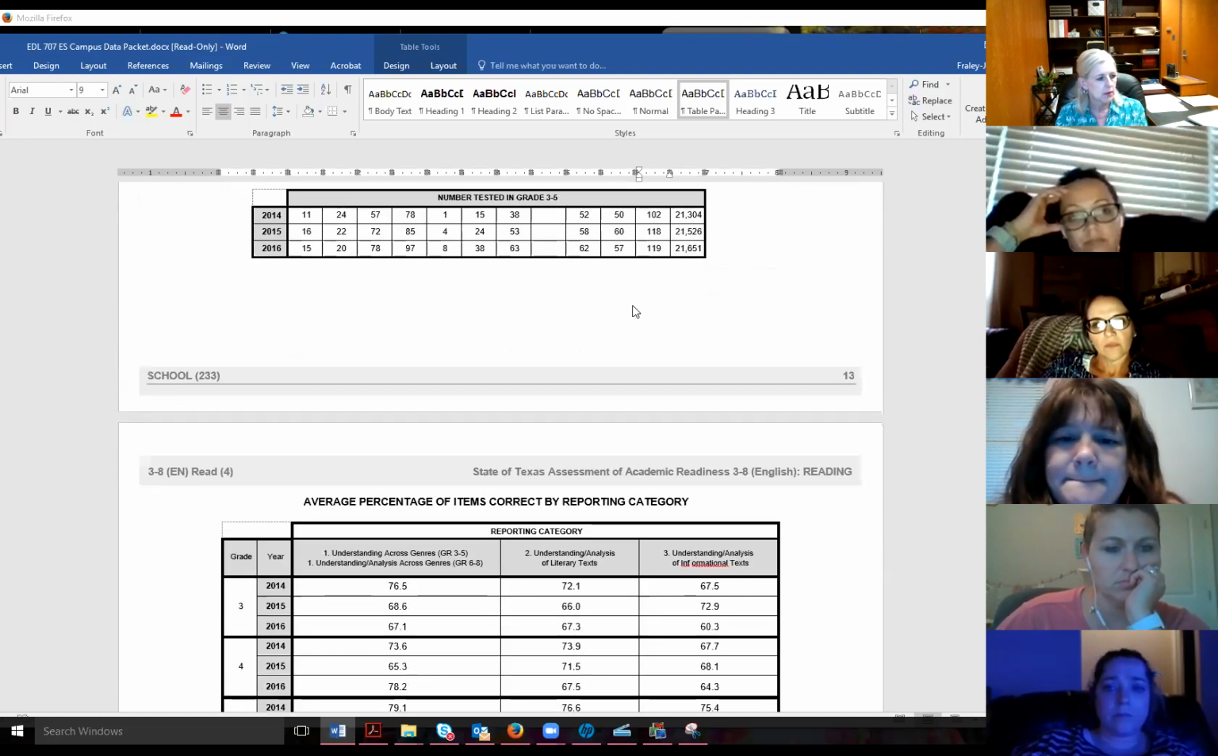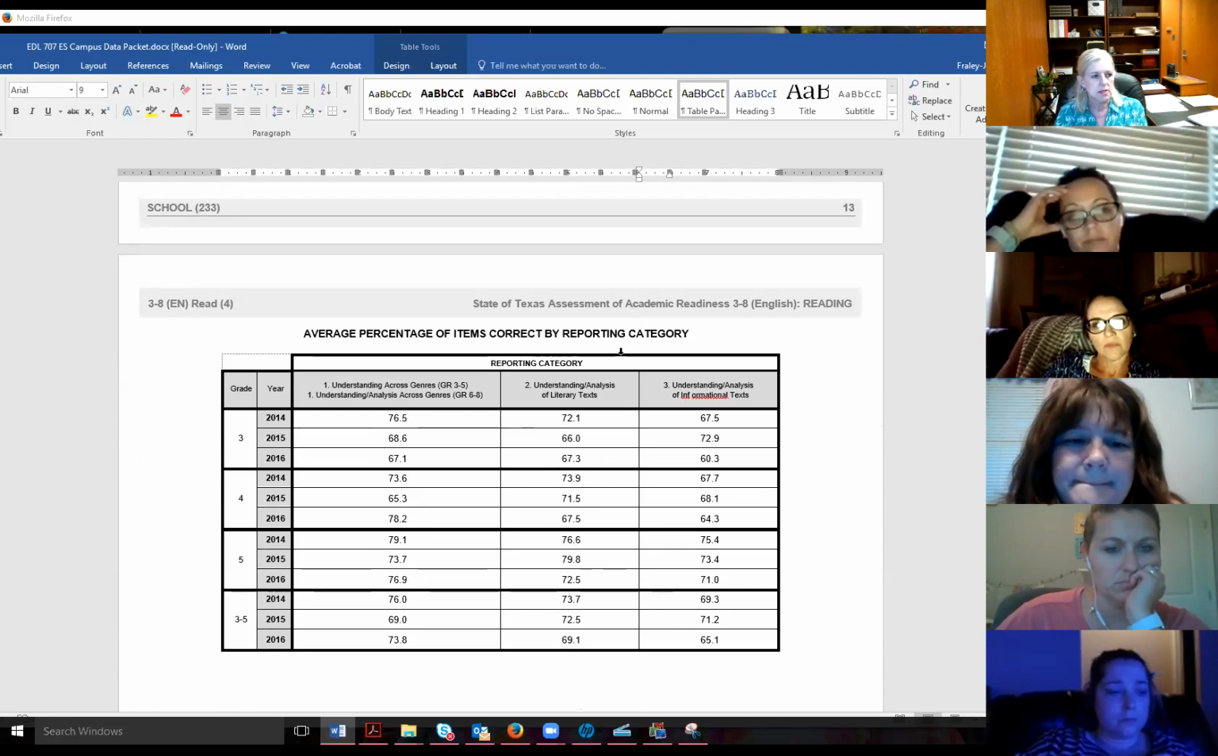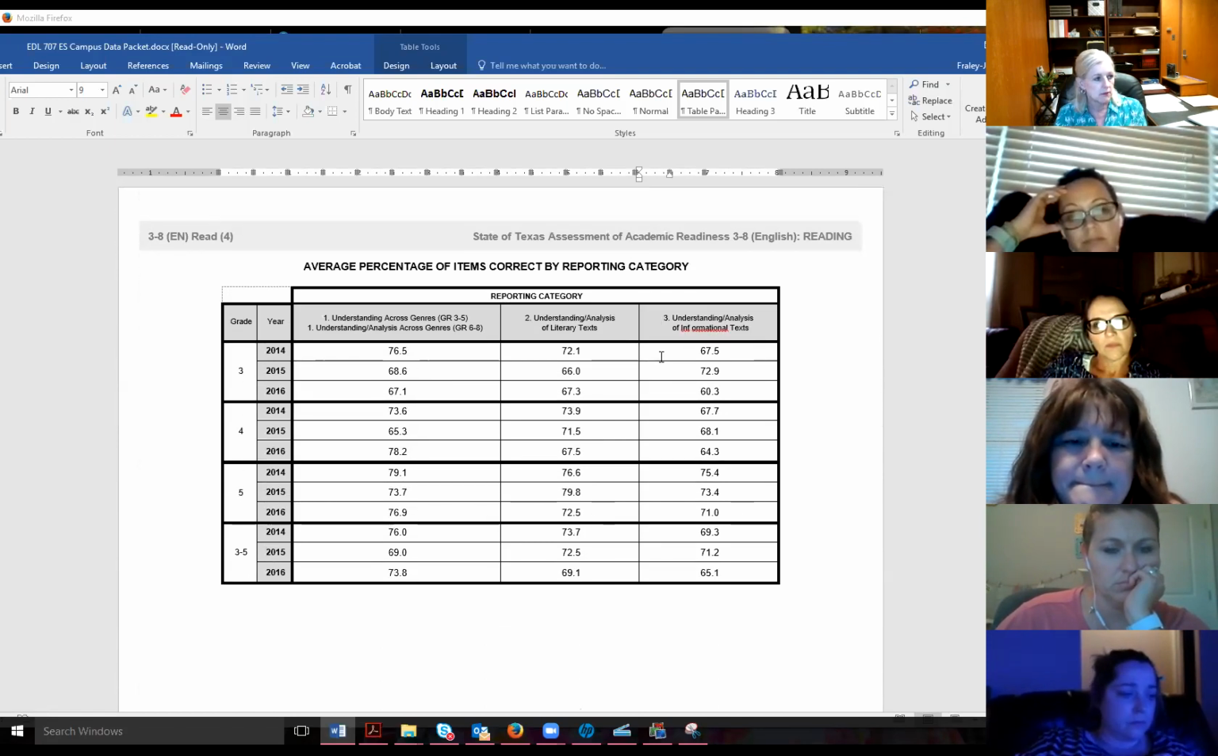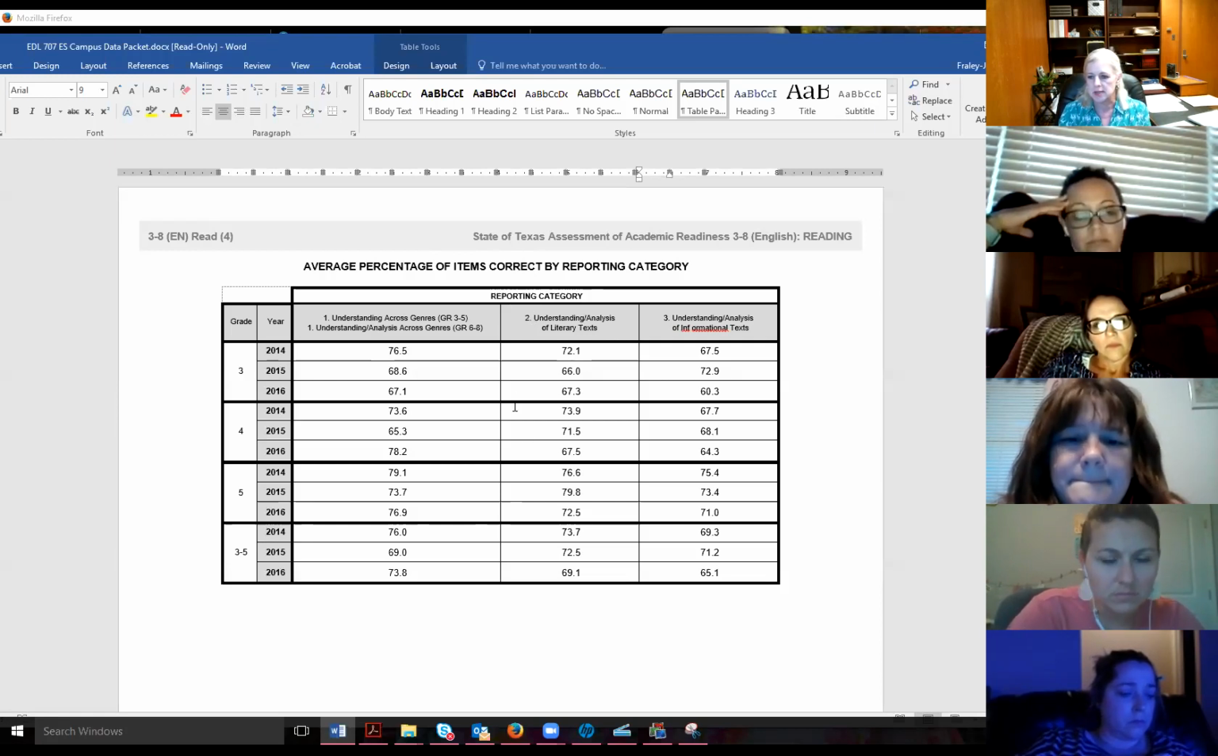Now, Texas goes ahead and breaks it down by objective. You may only want to look at this element. And you say, you know what, the data I'm going to analyze is third grade scores in reading, and the only objective I'm interested in is understanding analysis of literary texts. So I'm going to analyze that data piece, and that's it.